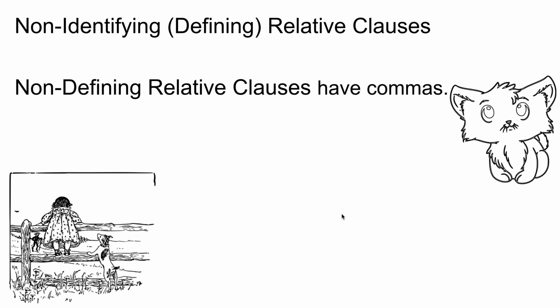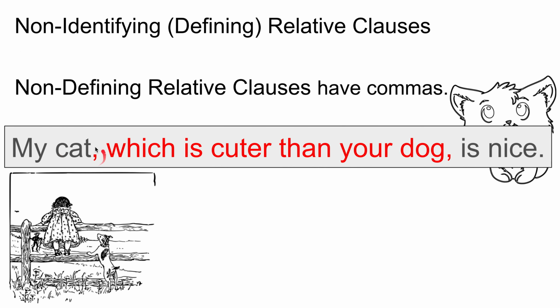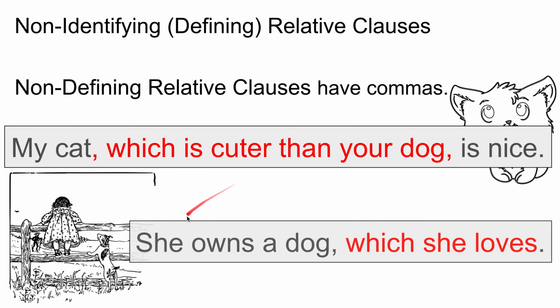Moving forward, non-defining relative clauses, on the other hand, have commas. So for example, my cat, comma, which is cuter than your dog, comma, is nice. You can see right here, which is cuter than your dog has a comma at the beginning and at the end of the relative clause. Let's look at another example. She owns a dog, comma, which she loves. Here you can see which she loves, a non-defining relative clause, and it follows a comma.